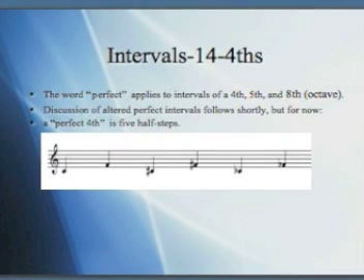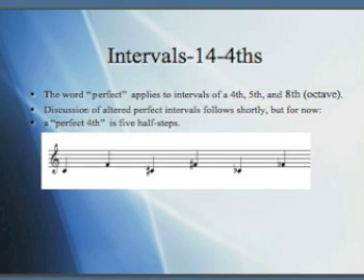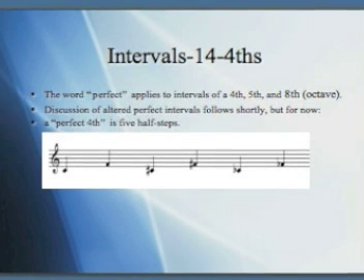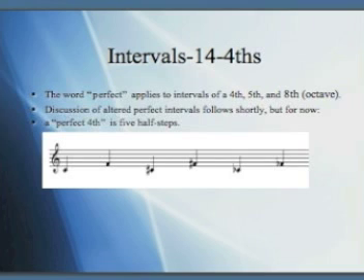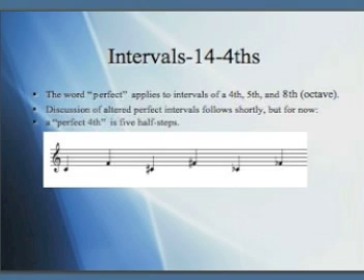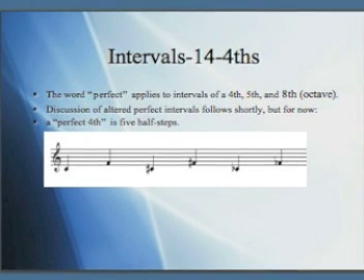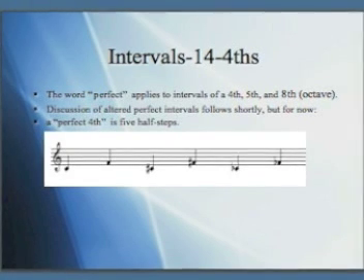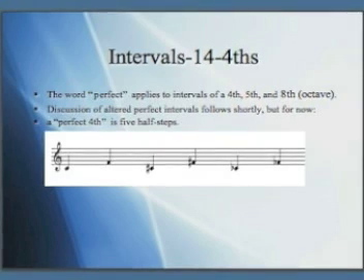For reasons I won't go into now, intervals of the 4th, 5th, and the octave are designated perfect if they have this right quality. For now, let's just remember that a perfect 4th is 1, 2, 3, 4, 5 half steps. Notes that are 5 half steps apart and are a 4th, from C, D, E, F, or D, E, F, G, those are perfect 4ths. Our next interval is a 5th. From C, D, E, F, G. It's a 5th, and it is 1, 2, 3, 4, 5, 6, 7 half steps.